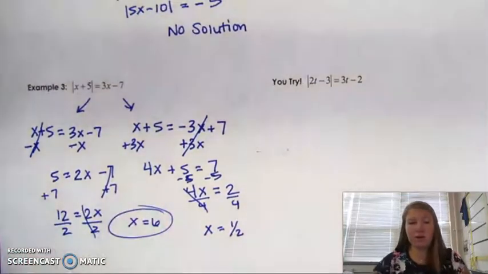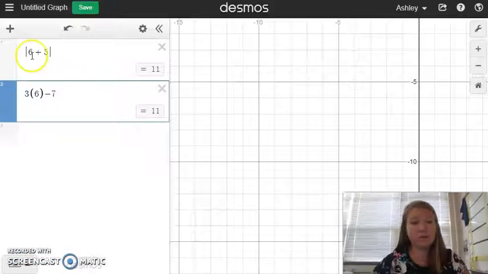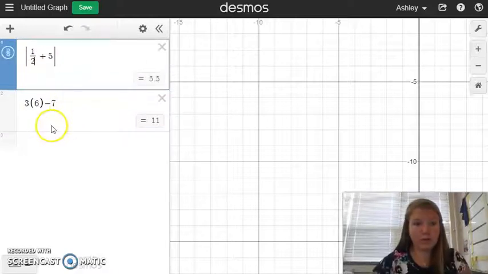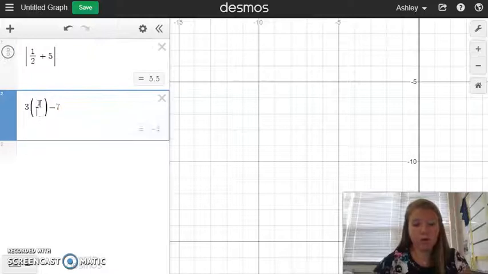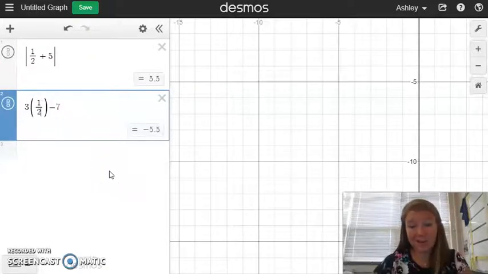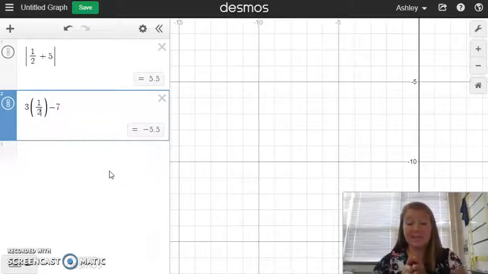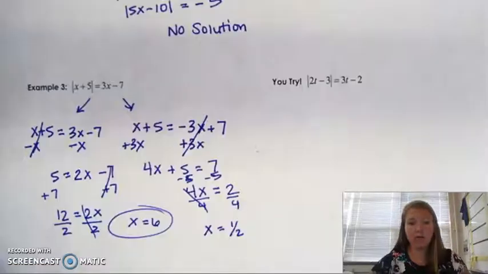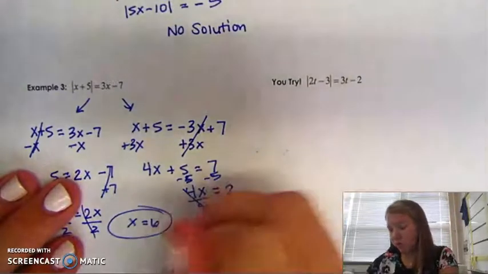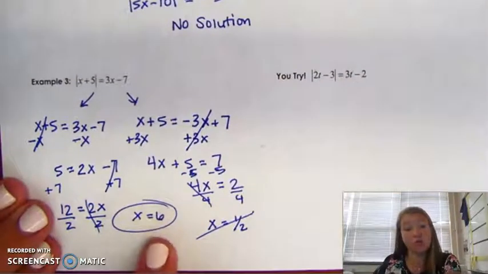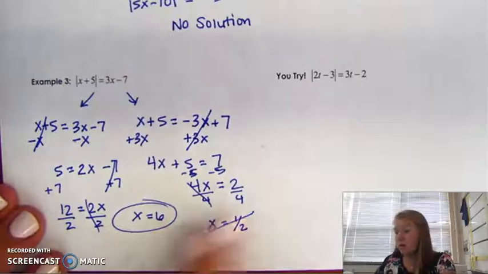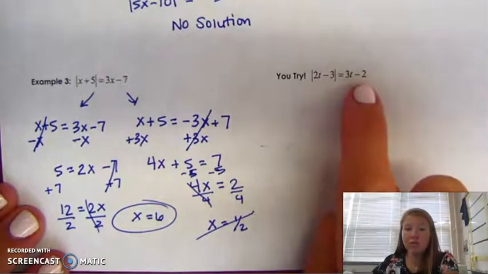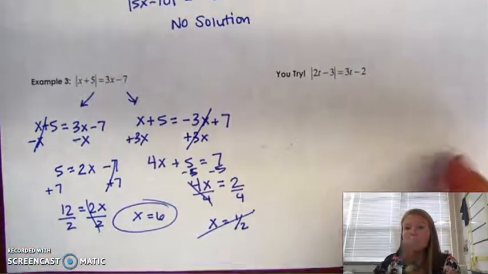But now I'm going to go back and just change where I plugged in 6 to a 1/2. So 1/2 plus 5 is 5.5. 3 times 1/2 minus 7 is negative 5.5. Since those are not exactly the same, one's positive, one's negative, then we have a solution that will not work here. So we just have one solution in this case. Okay? So same idea with this one. You would just make two equations, change everything about this side in that second equation, change both signs.